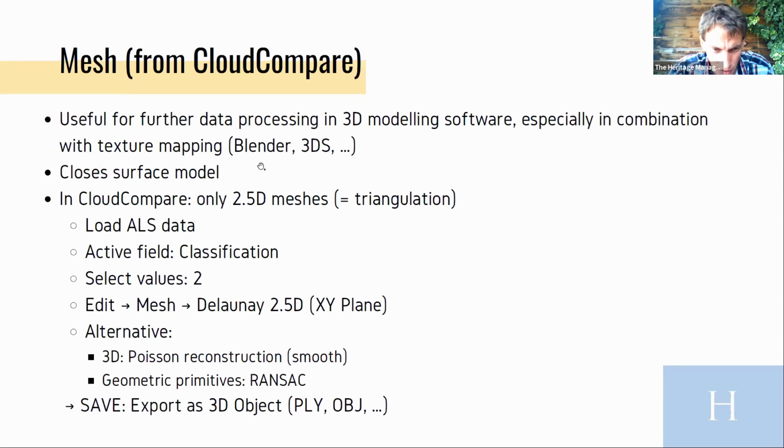In this case, it is very important again to mention that a priori CloudCompare is only able to generate 2.5D meshes. So full 3D meshes are not possible. There is one way of making full 3D meshes, that's the Poisson surface reconstruction, but especially for highly detailed artifacts, that's not very convenient.